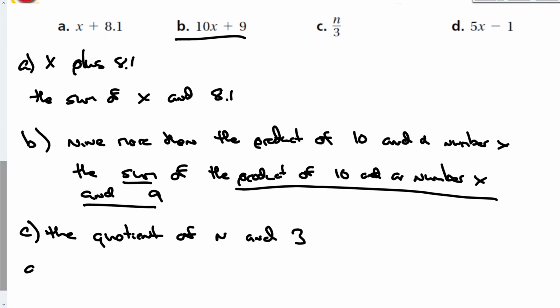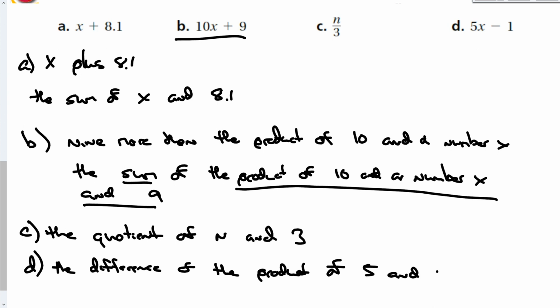And the last one, D, is going to be, again, few things going on there, so we have to be very careful in the way we say it. And we can easily say 5 times x minus 1, but we want to be a little bit more clear, and so we can say the difference of the product of 5 and x and 1. That can be a little confusing though, since we got so much going on there.